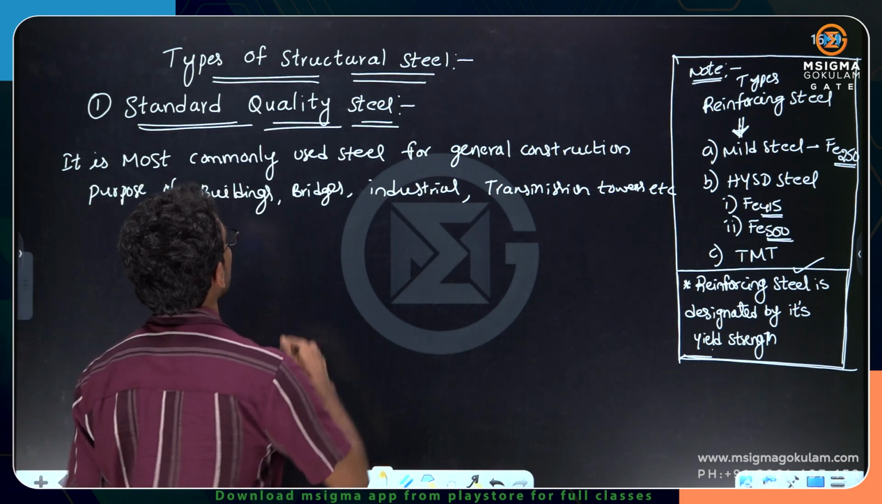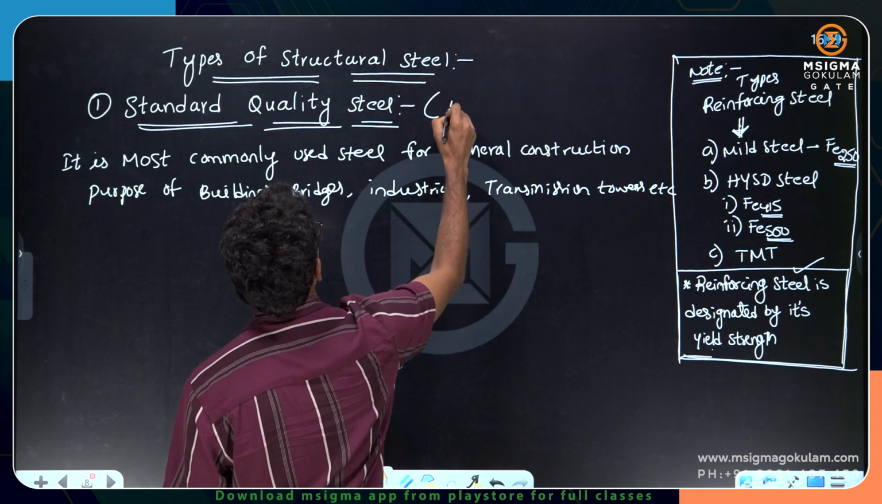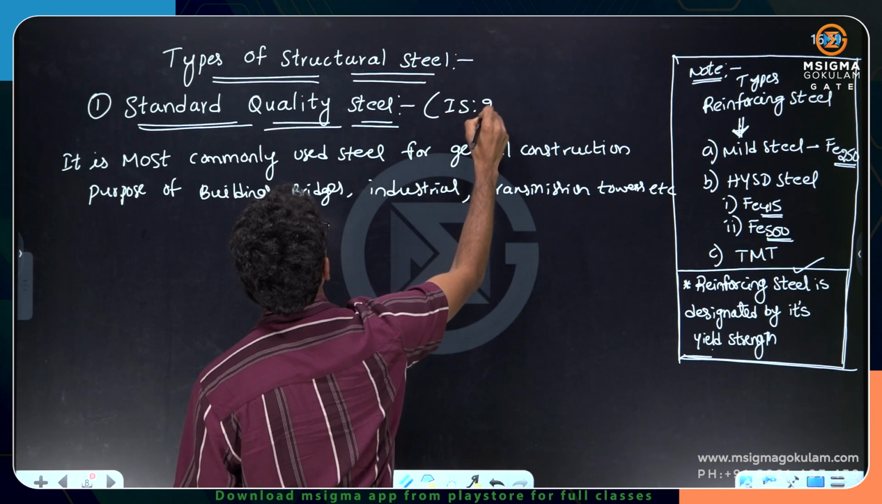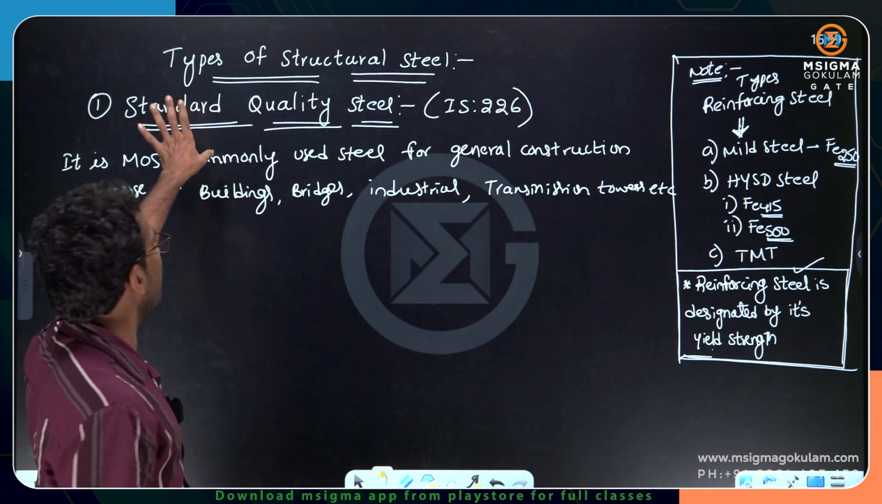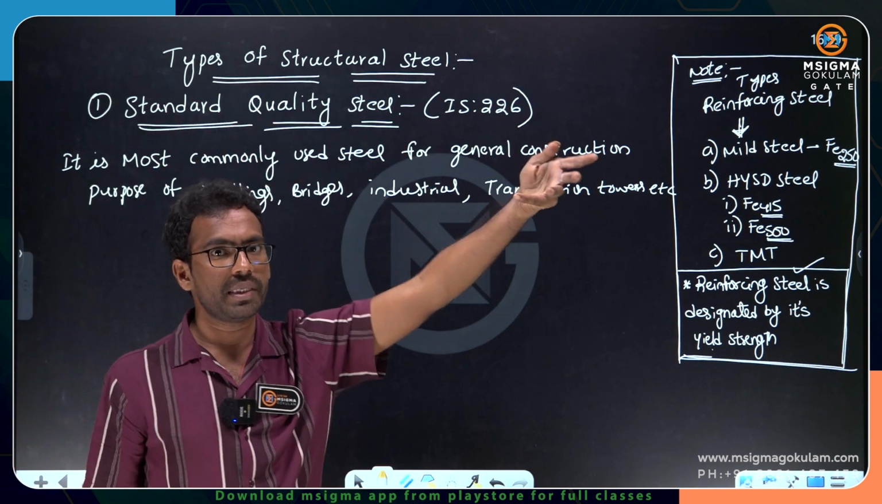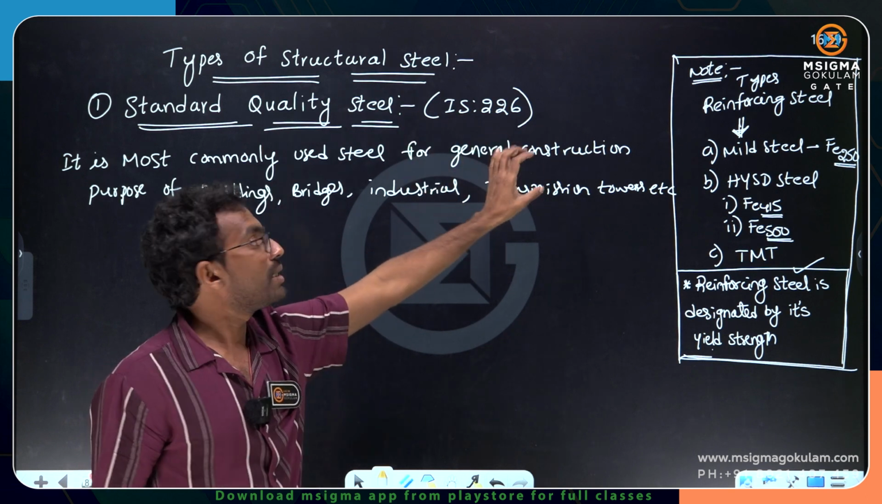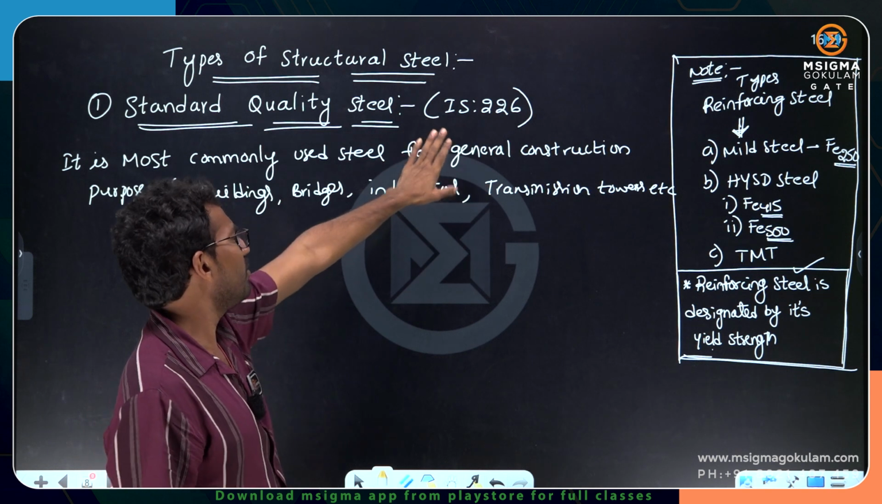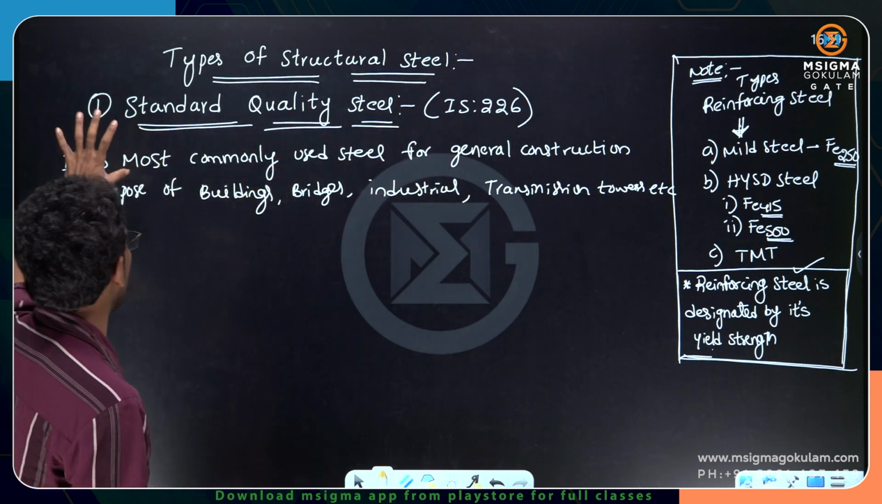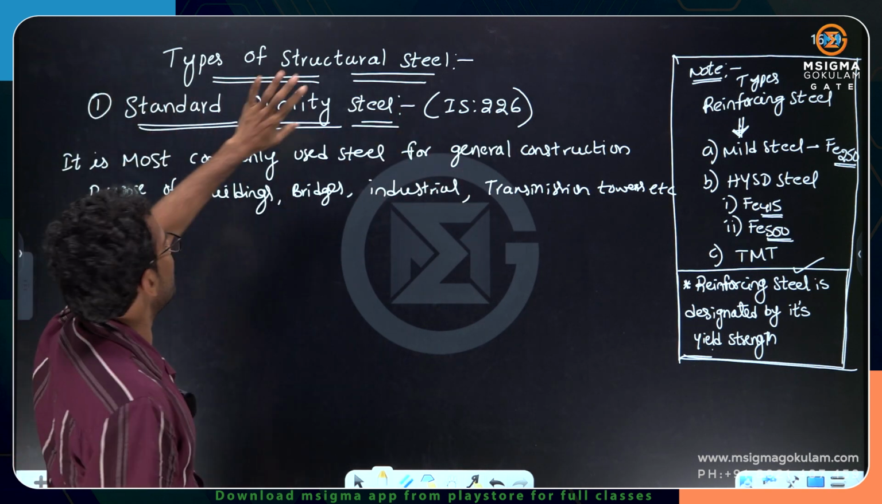If you want to refer to the material properties of standard quality steel, there is a separate code, IS 226. You can refer to that. All the properties, how it is being manufactured, what are the properties of standard quality steel, all these things are clearly mentioned in the separate code IS 226. You need not remember this code, not required, but understand that one of the types of structural steel is standard quality steel.